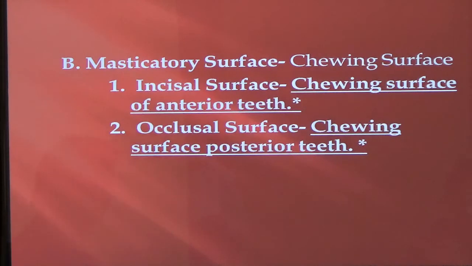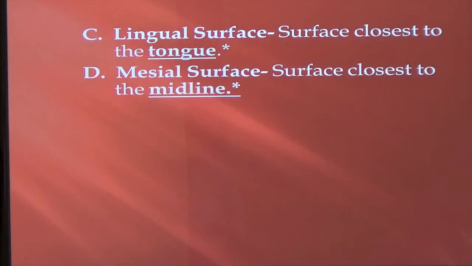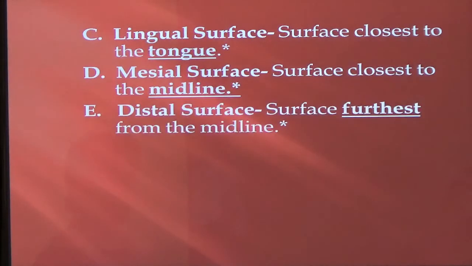And that chart that Dr. Cervantes gave you has those as well. Lingual is the tongue surface of the teeth. Mesial is towards the middle. Okay, so you have a tooth and the middle is over here. This is the mesial part. And distal, if this is the middle, you have a tooth, this is the distal part. So distal is distance away from the middle.